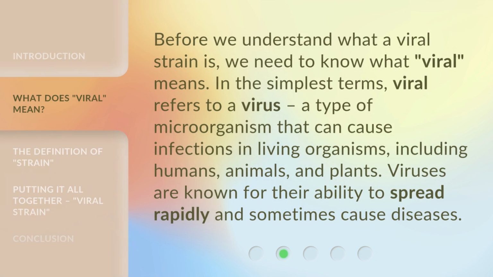Before we understand what a viral strain is, we need to know what viral means. In the simplest terms, viral refers to a virus, a type of microorganism that can cause infections in living organisms, including humans, animals, and plants. Viruses are known for their ability to spread rapidly and sometimes cause diseases.